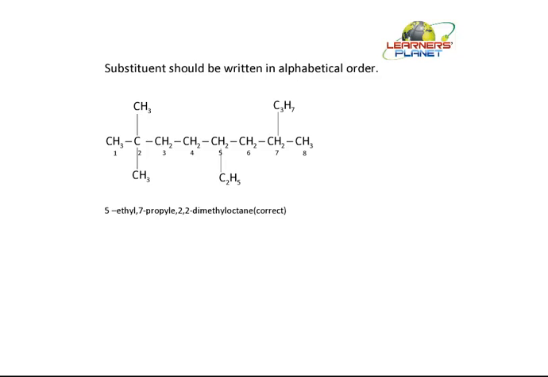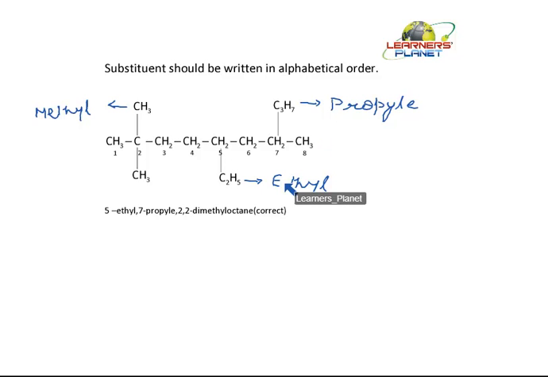Now in this case also we have got 3 groups here. C3H7 is propyl. C2H5 is ethyl. And CH3 is methyl. Right? So while writing the name, what you have to consider? Which comes first? E. Then what? Then P, and then M. So the numbers should be assigned accordingly.